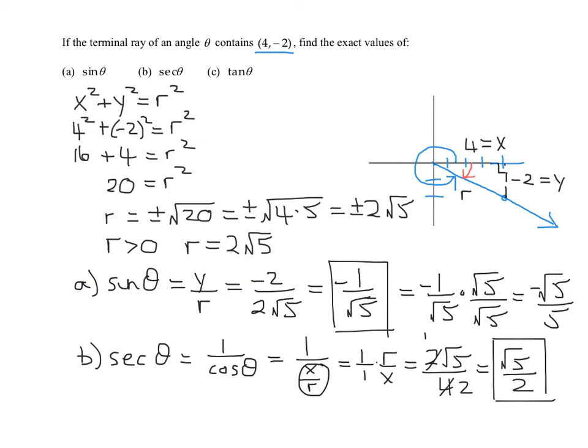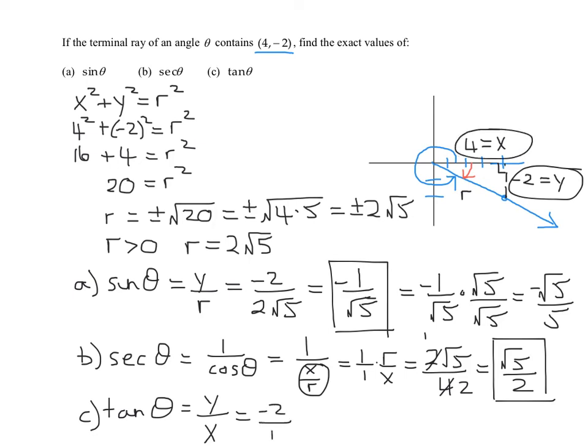And the last thing we have to do, if I have enough room to squeeze it in, is find the tangent of theta. Remember, by definition, that's y over x. The y value for this point, what was the y value? -2, over x. What was x? 4. So tangent of theta is -1/2.